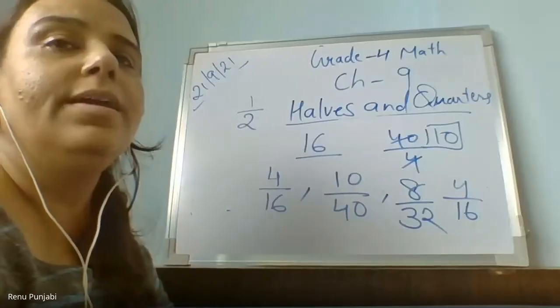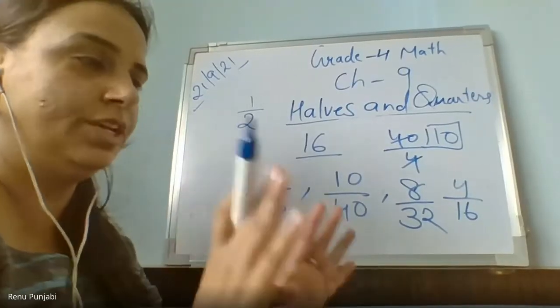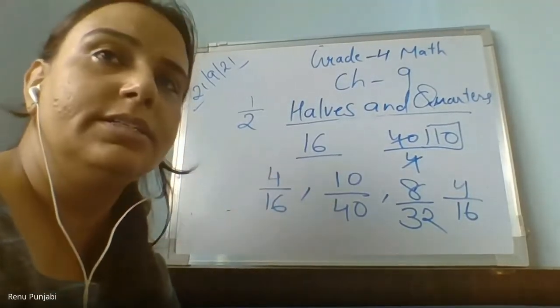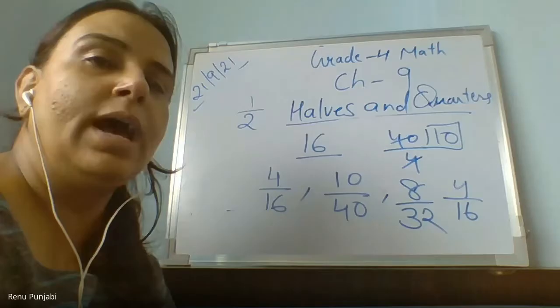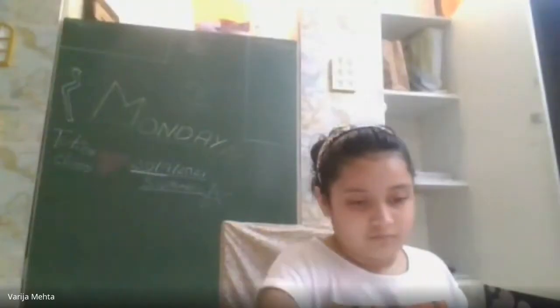I can't understand the quarter, but I can understand the half. So quarter means divide that object. Suppose you have 12 objects. You have 12 objects divided by 4.